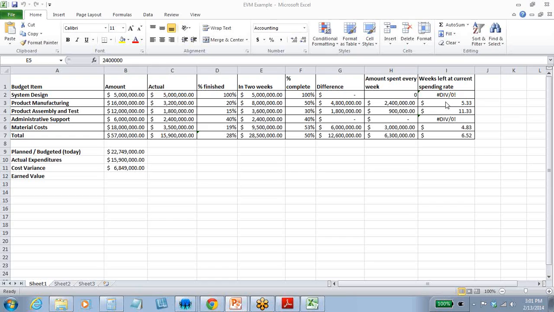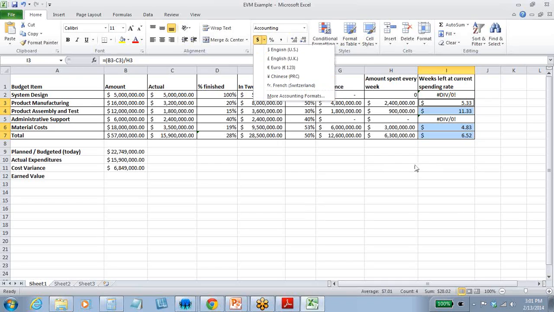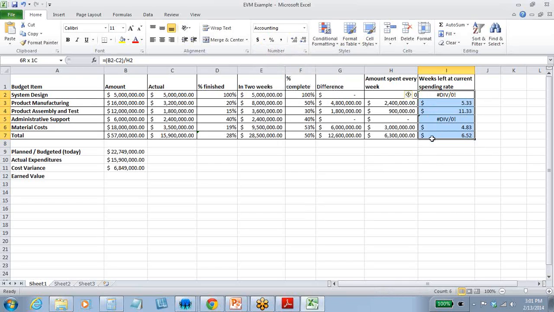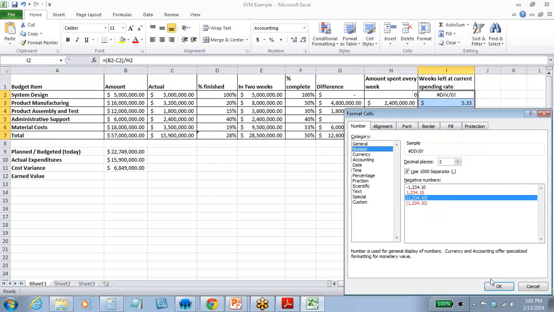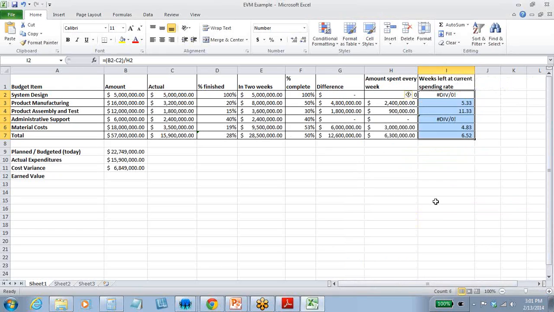See that? So the 5.33, 11.33, and the 4.83 and 6.52. So if you add all of those up, that gives you a total of 28 weeks, and actually that should be a dollar sign on that one. That's a number. So those are numbers, number of weeks.